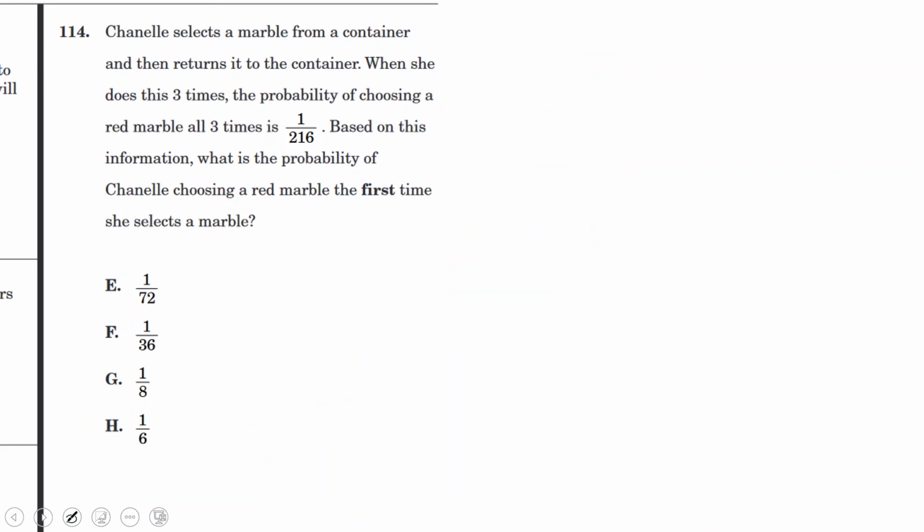All right. Chanel selects a marble from a container and then returns it to the container. When she does this 3 times, the probability of choosing a red marble all 3 times is 1/216. You need to know your mental math. You need to know that 216 is 6 to the 3rd power, guys. So therefore, if you take the cube root of that, it's going to be 1 over 6. Based on this information, what's the probability of Chanel choosing a red marble the first time? 1/6. H.